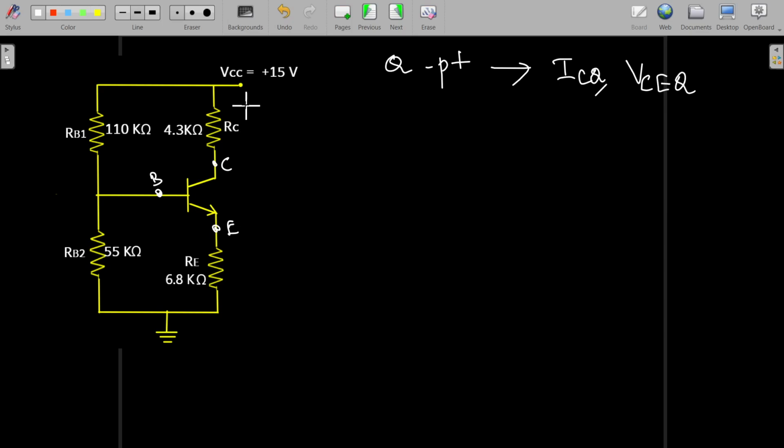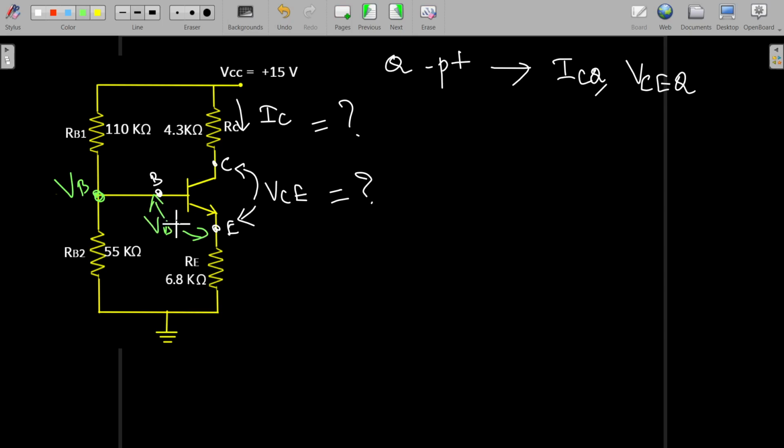So IC is the collector current which is flowing through this RC resistance, and VCE is the voltage across this collector to emitter terminal. So we need to find out this collector current and the VCE, that is collector to emitter voltage. Okay, let's get started. For this, first we need to find out this VB, and this VBE value is known to us. It is given in the problem itself.